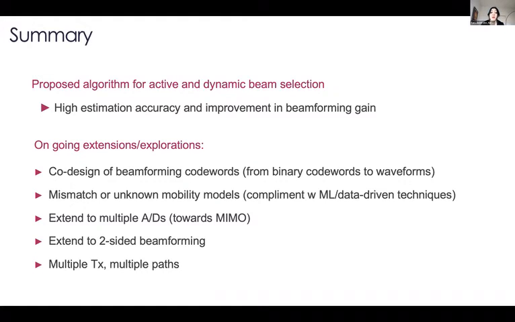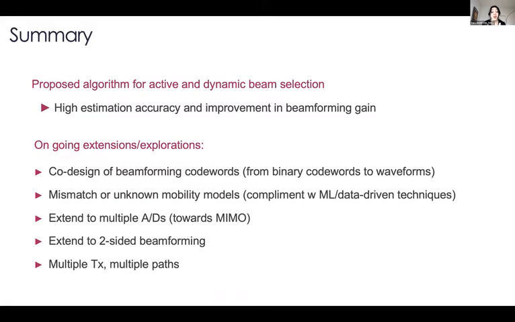Extension to multiple A to Ds. Right now, I'm talking about one scalar or one complex number representing everything for every measurement. You have many antennas, so the more A to Ds you have, the more you can extend these geometric arguments. This is related to the co-design of beamforming codewords and the design of the waveforms rather than beamforming.